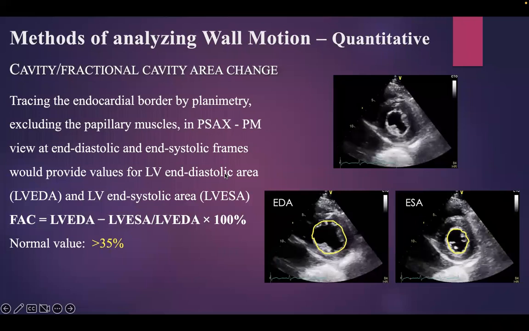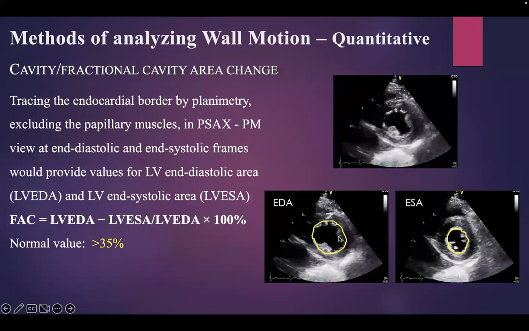The other method is called the fractional cavity area change. This is a little more robust than the previous method, wherein in the short axis we trace the endocardial border. At the parasternal short axis view, at the papillary muscle level, we trace the endocardial border. Again, here you have to make sure that you don't include the papillary muscle or the trabeculation.